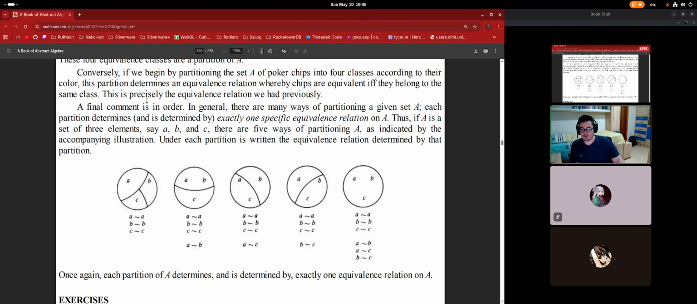My final comment is in order. So in general, there are many ways of partitioning a given set A. Each partition determines and is determined by exactly one specific equivalence relation on A. Thus, if A is a set of 3 elements, there are 5 ways of partitioning A, as indicated by the accompanying illustration. And this seems like an explosion problem, right? Because there are many ways, as you have more elements, of choosing one specific equivalence relation to make that happen. So under each partition is written the equivalence relation determined by the partition.